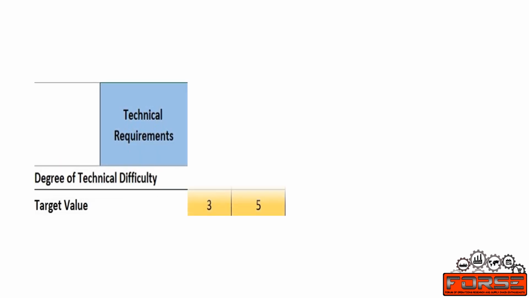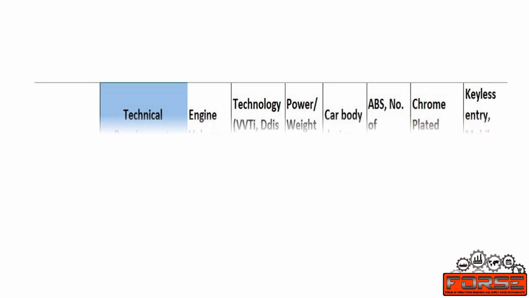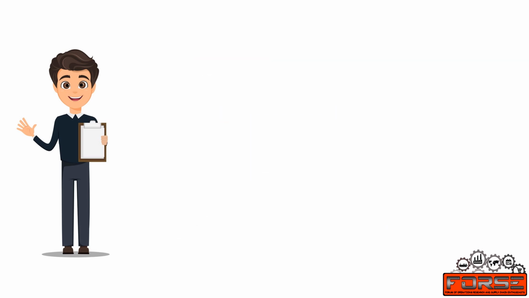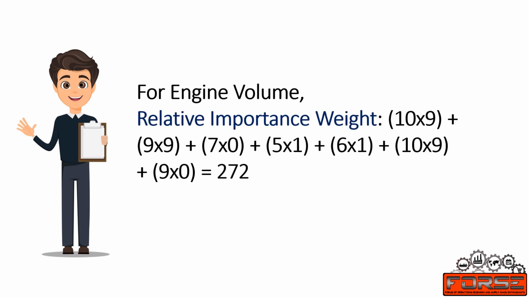After this step, the designer rates the difficulty level of each technical parameter with respect to its technical competencies on a scale of 1 to 10, that is, the most easily achievable technical requirement is rated 1 and the most difficult 10, and sets the target value on a scale of 1 to 5. Now, the relative importance weights are calculated by multiplying the customer requirements weights, with the technical parameters, to find out which technical parameter needs the most allocation of resources. For engine volume, relative importance weight equals 272.